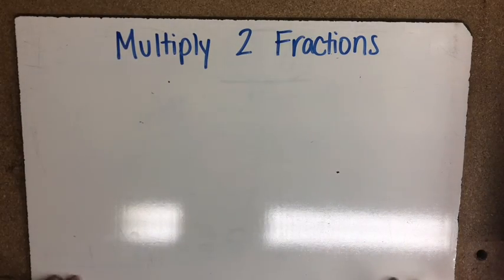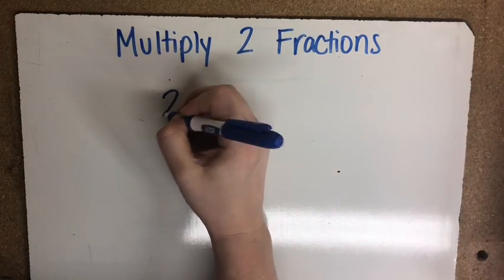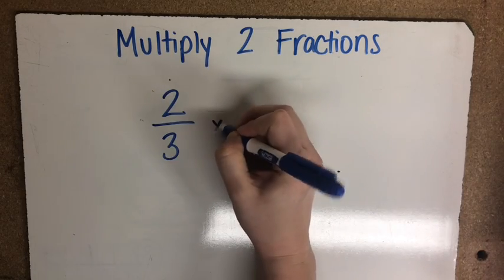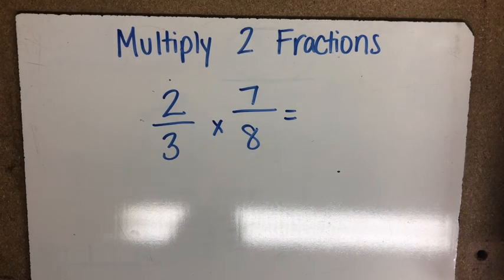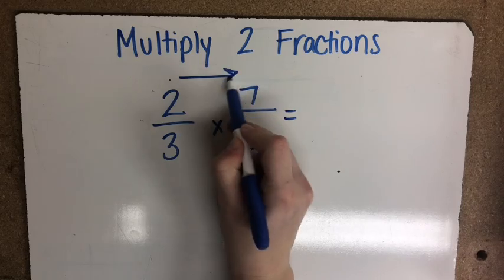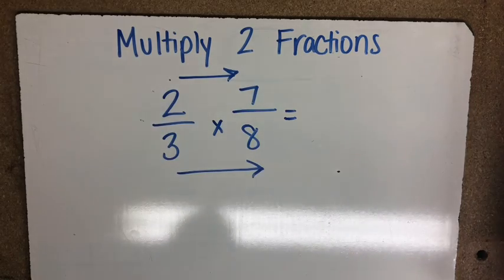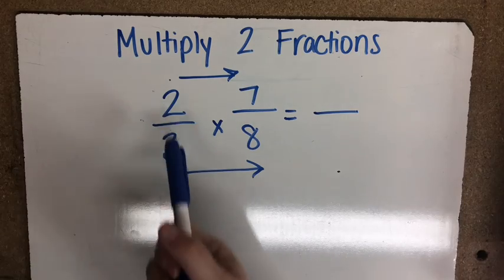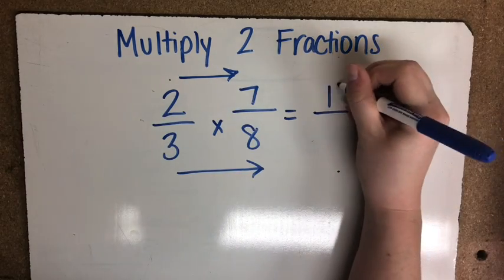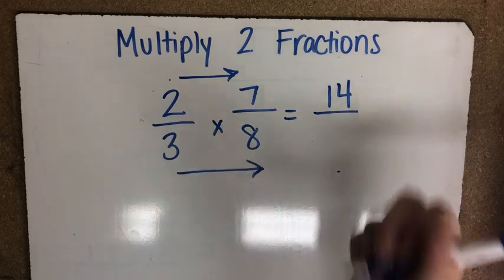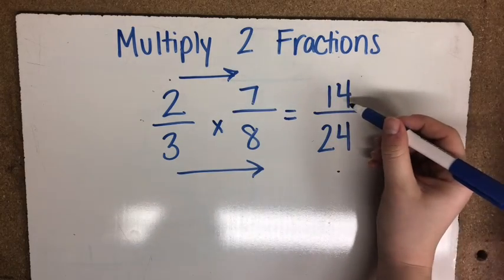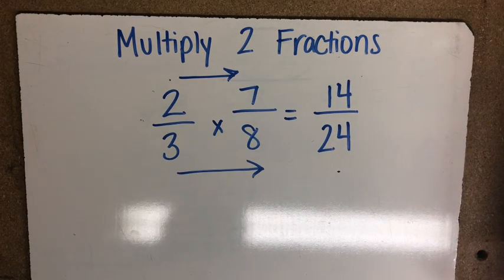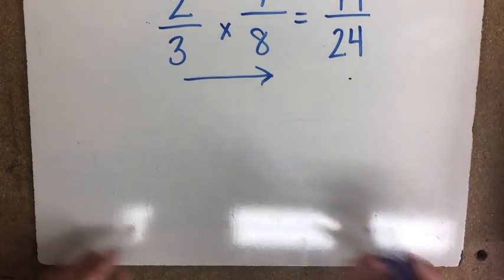Let's look at another example. Two-thirds times 7/8. Okay, so remember, all you do is you multiply the top and you multiply the bottom. All right, so let's multiply. 2 times 7 is 14. 3 times 8 is 24. Okay, now let's check. Our answer is 14/24. Does that look like a fraction that can be simplified? Yes, it can be simplified. Let me write this down on the bottom.